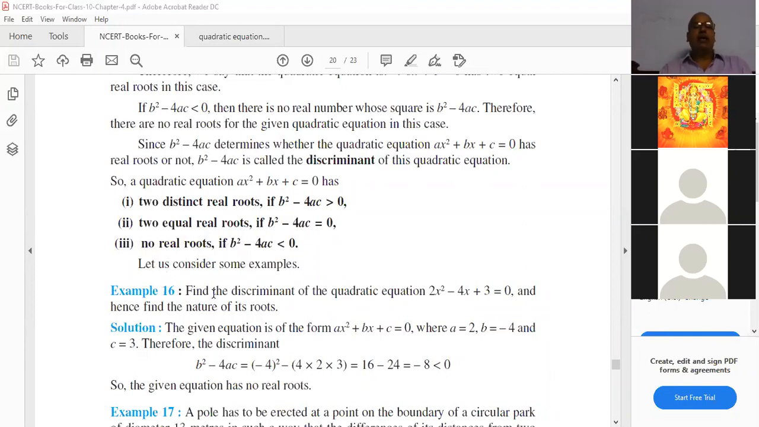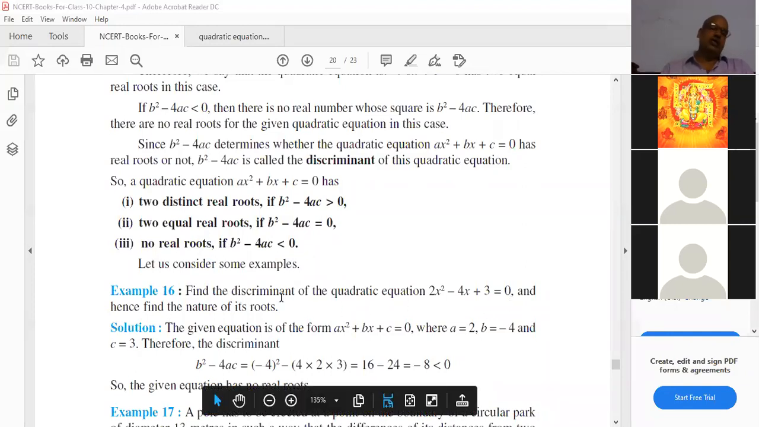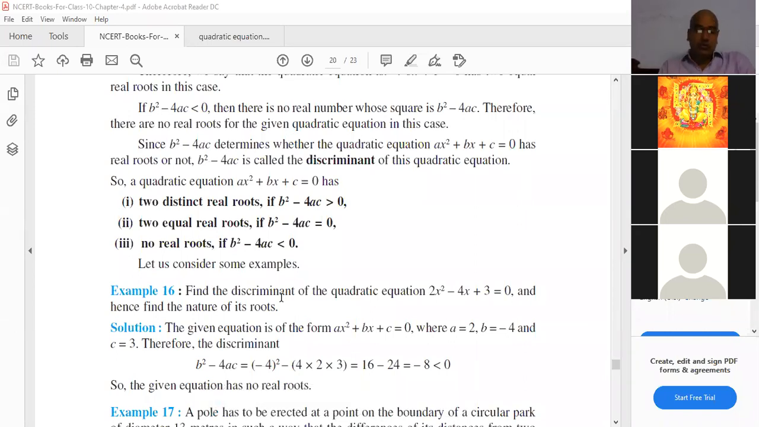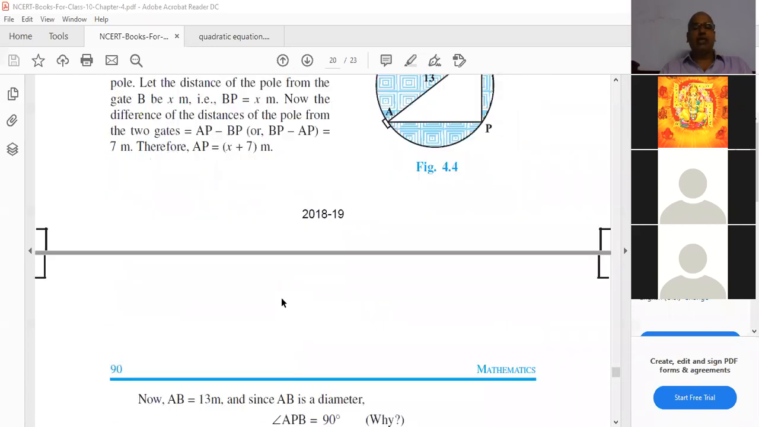See the question here: find the discriminant of the quadratic equation and hence find the nature of roots. Sometimes the discriminant will not be asked, directly the nature of roots. Find the nature of its roots means we have to find out b square minus 4ac, whether real roots exist or not, whether real roots are equal or not. That you have to say simply. You need not solve them. For 1 mark they can give nature of roots. Otherwise, find the value of k. The roots are real and equal means you can take directly b square minus 4ac equal to 0. That type of questions will also be there.